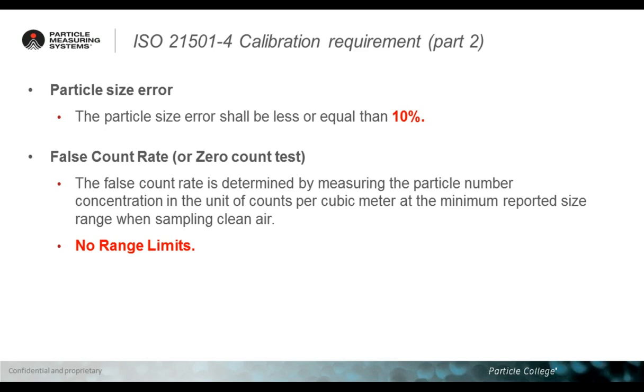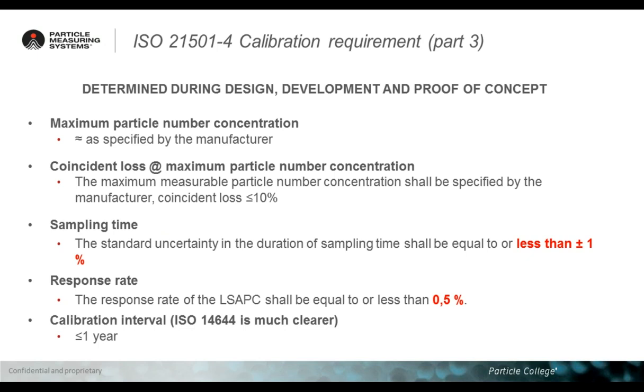The particle size error must be within 10% tolerance. Then there is the false count rate, which you can also call the zero count test. In this case, there is no range. The ISO standard doesn't specify any specific range, but it's important that your particle counter calibration center specifies the performance of the instrument while running a zero count test.